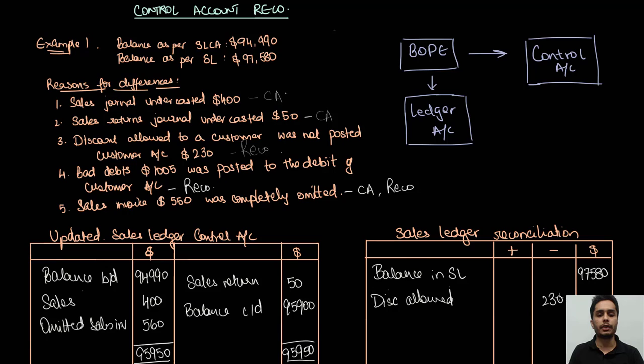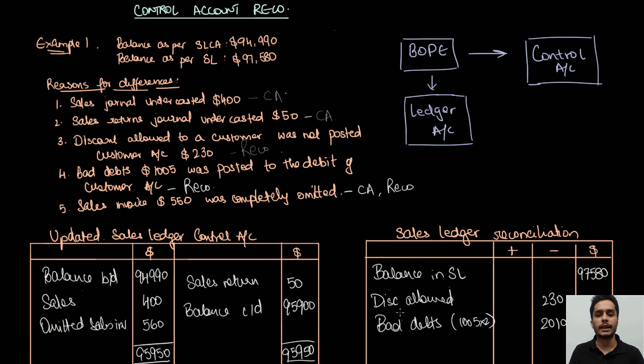Bad debts was posted to the debit side of customer's account. So in order to correct this, I'll have to credit the customer's account twice, because in a bad debts entry, customer's account is credited, but here the customer's account is debited. So the first credit to correct the incorrect debit, and the next credit to actually give the effect of the transaction. So I will record my bad debts. When I'm crediting my customer's account, the balance in the customer's account is reduced, and hence I'll have here 1,005 multiplied by 2 twice, so 2010 in the minus column.